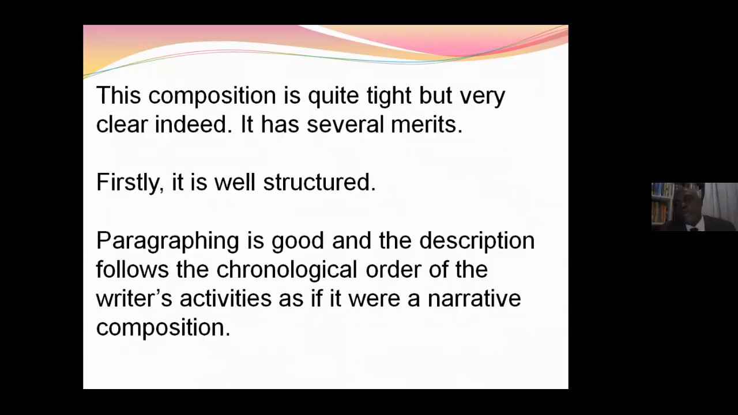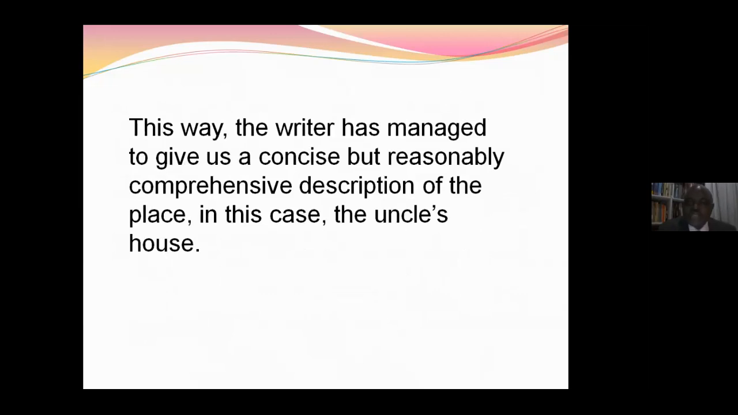Now, when we look at this composition, it's quite tight, but very clear indeed. We can use this as teaching points to our learners. It has several merits. Firstly, it is well-structured. Paragraphing is good, and the description follows the chronological order of the writer's activities as if it were a narrative composition. This way, the writer has managed to give a concise and reasonably comprehensive description of the place.